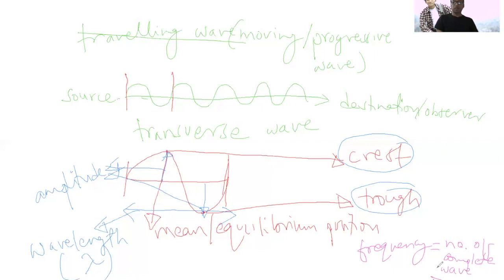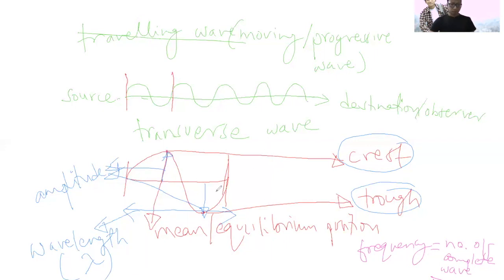So the number of complete waves completed in unit time is known as the frequency of that wave. In this case, if this is a wave, as I already told you, one crest and one trough gives you the wave, and the distance of the wave is known as the wavelength, right? One trough, one crest, one trough, and the frequency is the number of complete waves divided by unit time. That is the frequency.